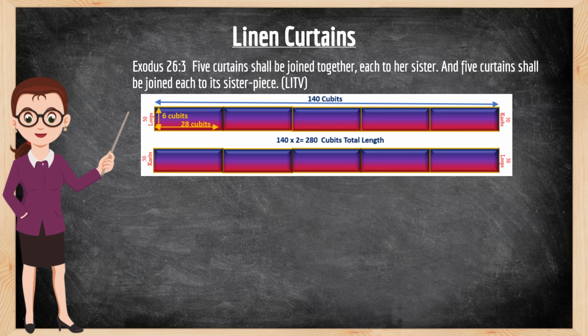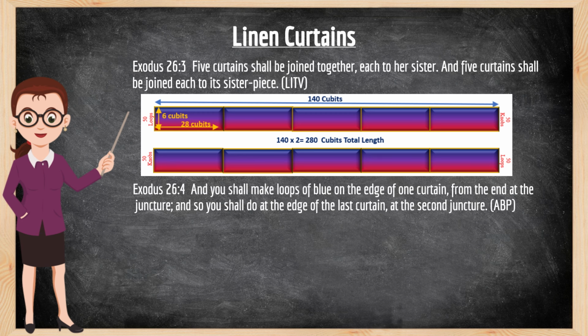Exodus 26 verse 3. 5 curtains shall be joined together, each to her sister, and 5 curtains shall be joined each to its sister piece. So of the 10 curtains, 5 each are to be joined to its sister. Now to sister something is to join it together. Therefore we find that 5 and 5 are joined together in order to make larger pieces of fabric.